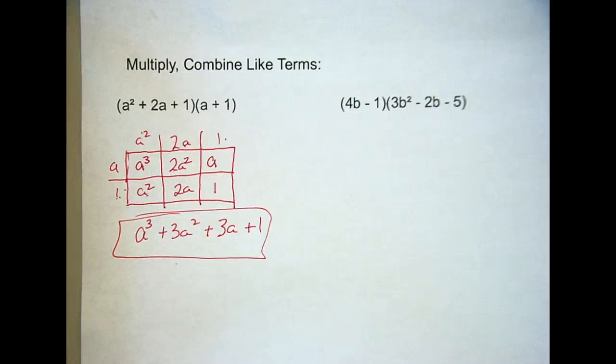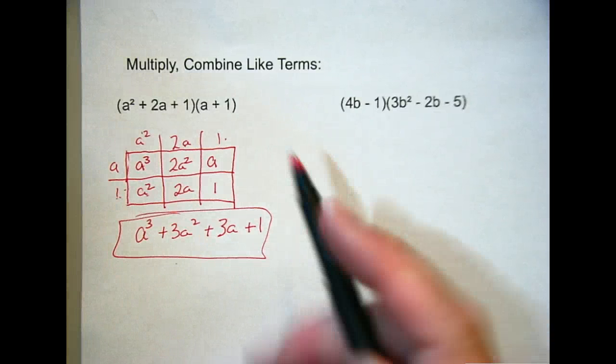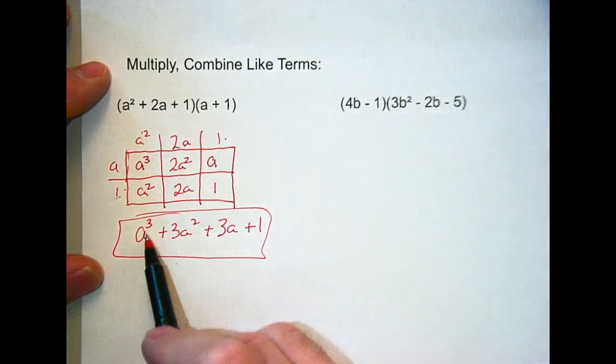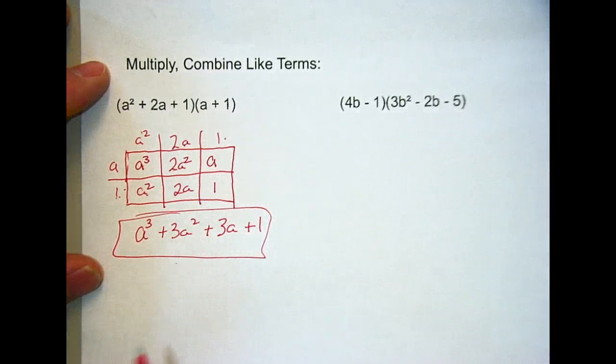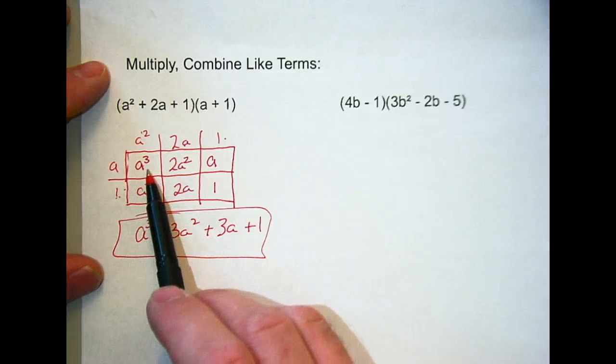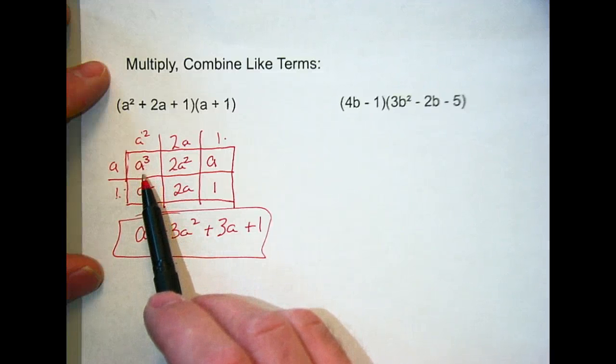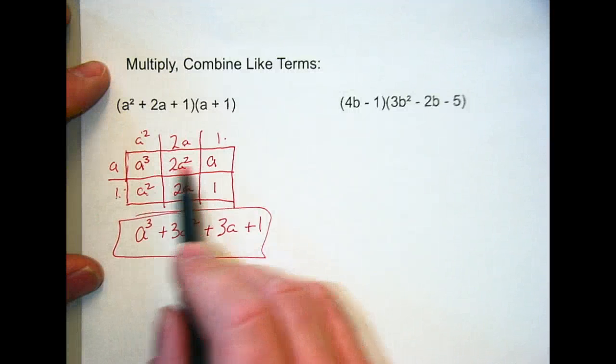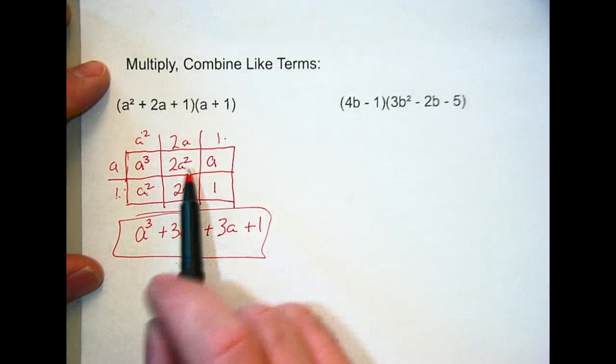Wait, wouldn't that be a to the 5th? No, we don't add the powers, right? I'm talking about a to the 3rd plus a to the 2nd. So they're not like terms. They do have the same base, but they have a different power.